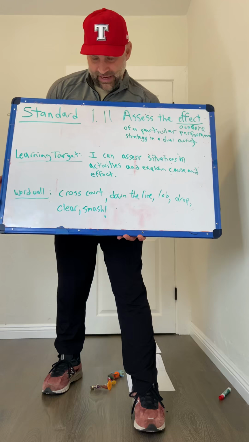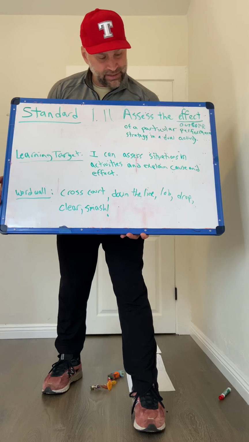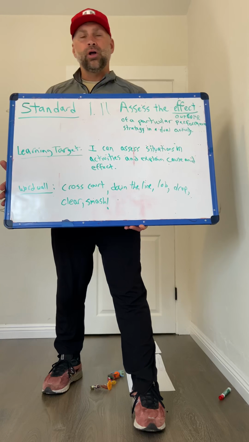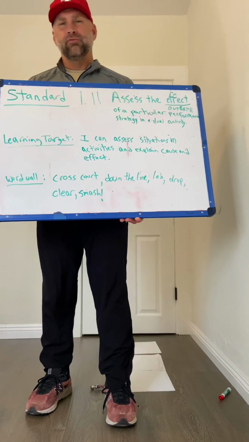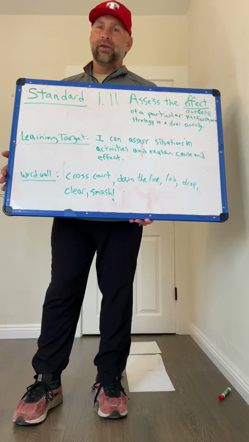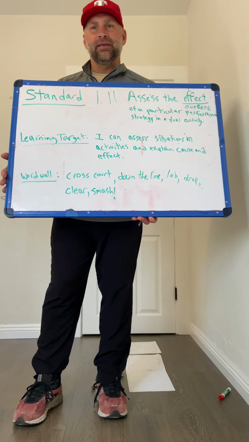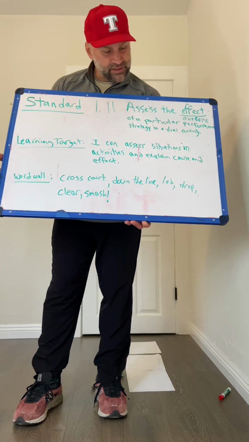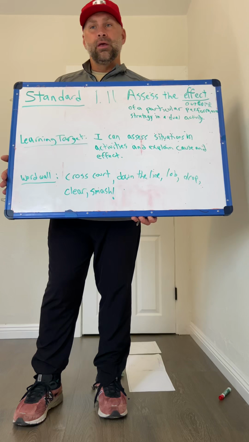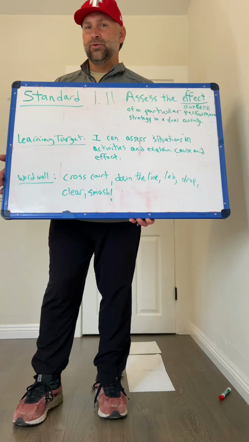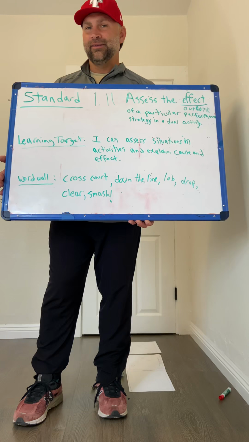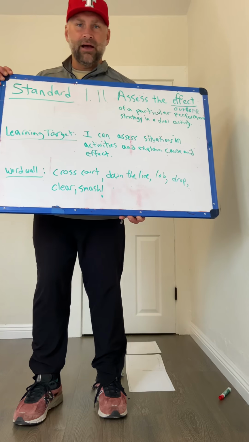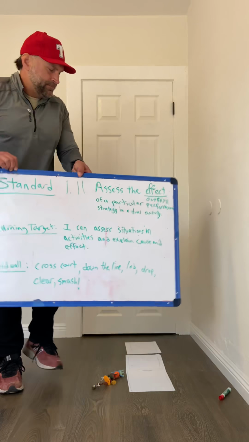Our word wall today: cross court, down the line, lob, drop, clear, and smash. Those are all terms that would be used in any racket sport or paddle sport, or even in volleyball. Similar terminology might be phrased a little differently. Like I believe the smash most of the time would be called the, do you remember? The spike is kind of like a smash. Anyway, I'm going to put this down and I'll walk you over to my little setup over here.